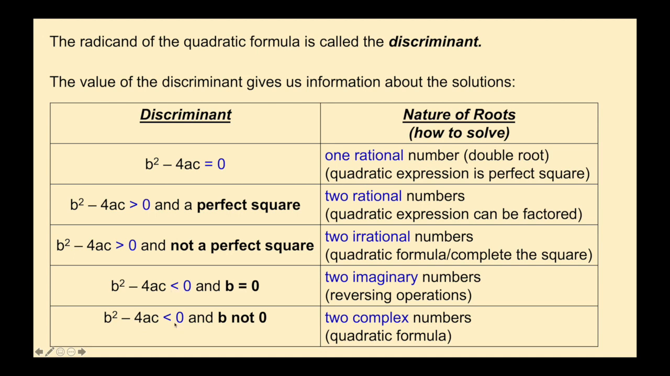And then finally we have when our value for b squared minus 4ac comes out to be smaller than 0. Now, if your value for b is 0, you're going to get two imaginary numbers. If your value for b is not 0, you're going to end up getting two complex numbers.